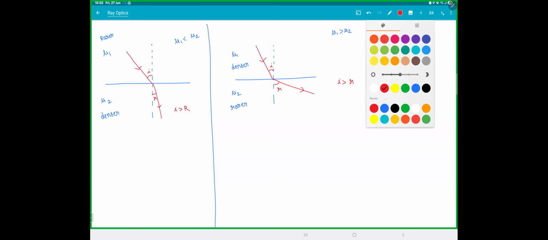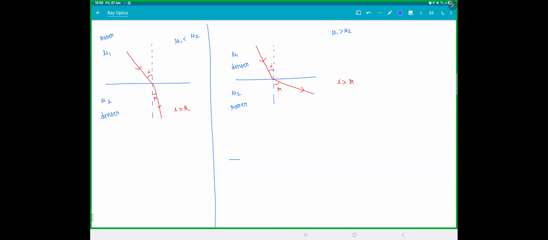Now, if you keep on increasing the angle of I, at a particular angle, this will be theta critical, the light ray becomes horizontal. So mu1 sine theta critical is mu2 sine 90. So from here we get sine theta critical is equal to mu2 by mu1. So theta critical is your critical angle.